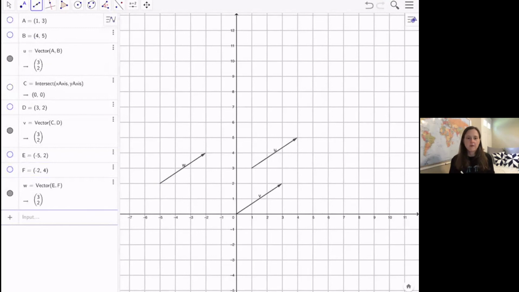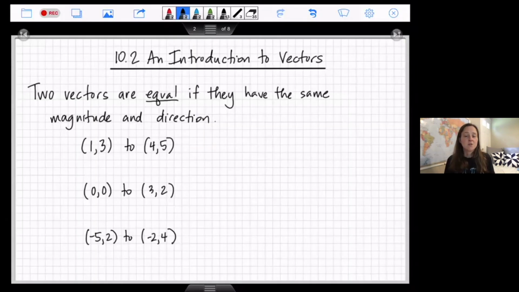And sure enough, vector W, it says, is the vector ⟨3, 2⟩. This is another equivalent vector to vectors U and V. So we say that 2 vectors are equal if they have the same magnitude and the same direction. So here are 3 vectors that GeoGebra was calling the same vector.